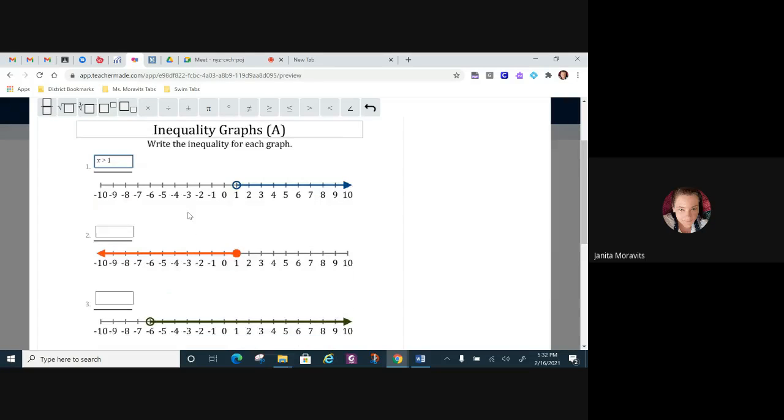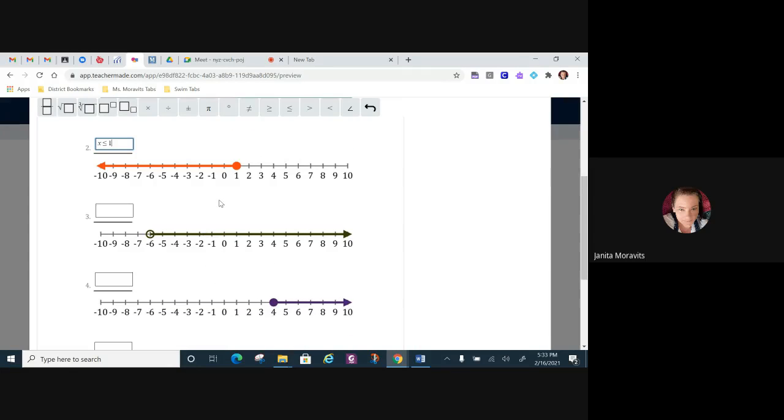Let's look at number 2. Our number is 1. We have x again. But this time, notice that the circle is closed. So it's equal to 1 and it is less than 1. So you're going to look up here and you're going to find less than and equal to 1 because that's our number right there. And we're doing this one together, so you be typing in your answers as we go, or you can go back and put them in.